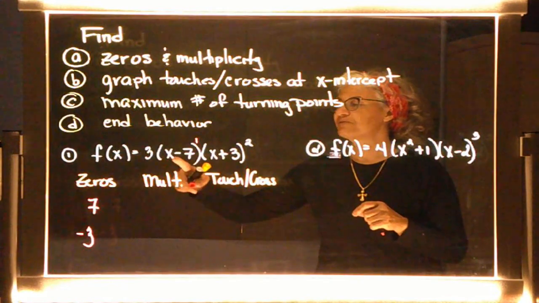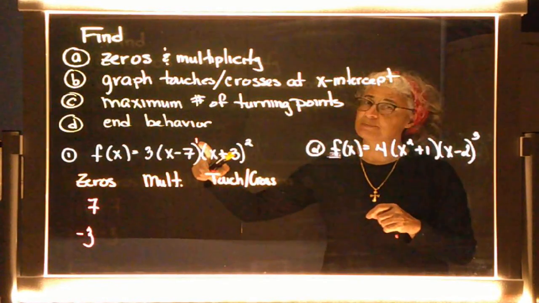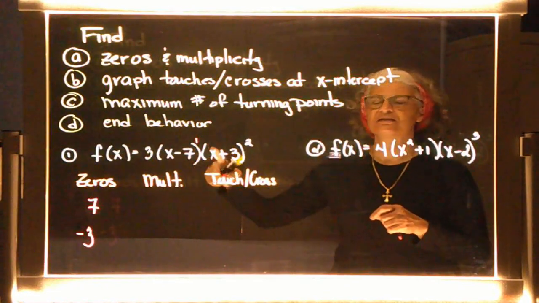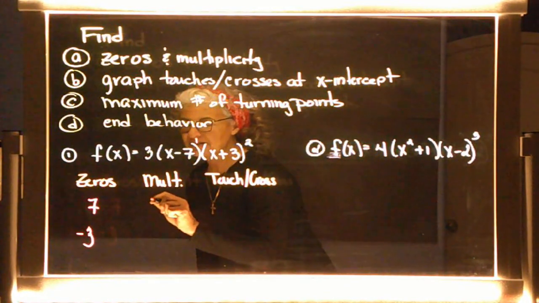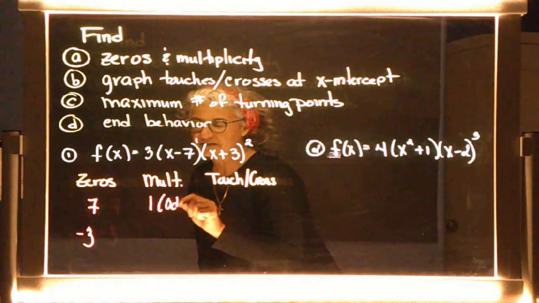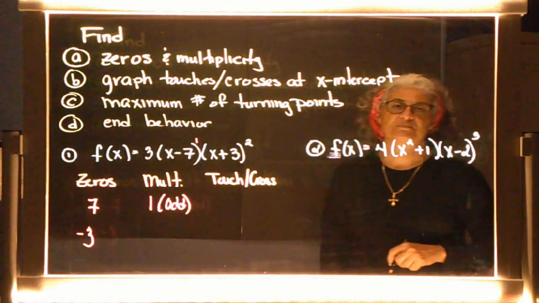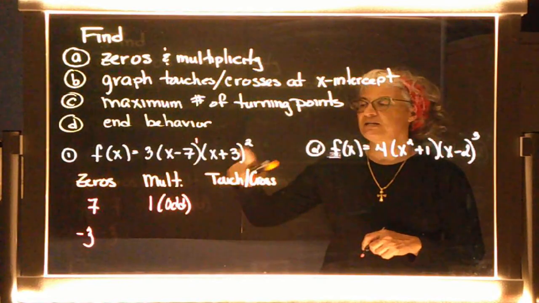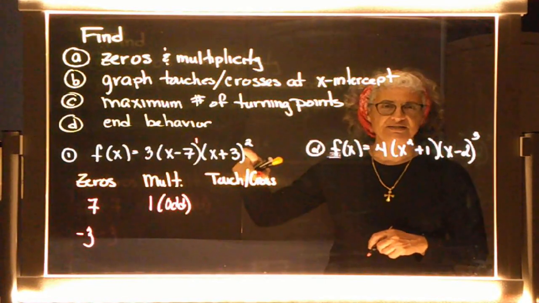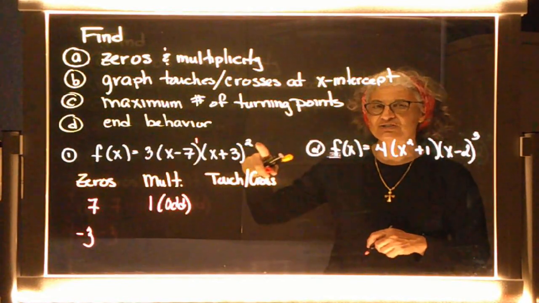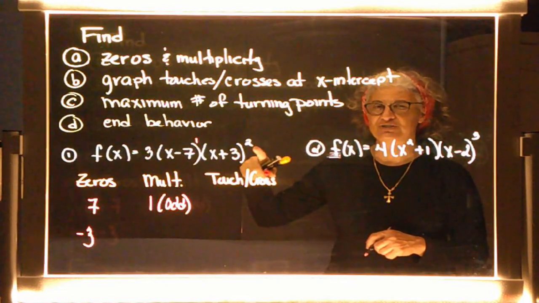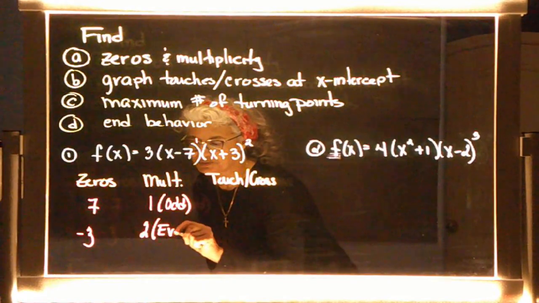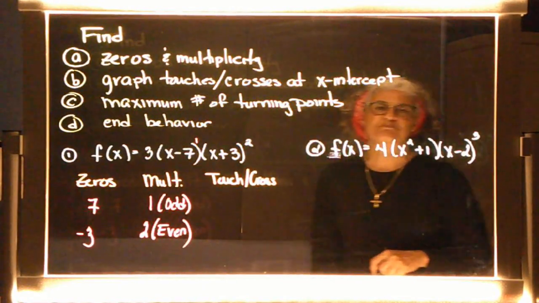Well, the 7 came from x minus 7. That has a power of 1, right? Which means the multiplicity is 1, which means it's odd. The negative 3 came from the parentheses of x plus 3, but this has a power of 2 on it, doesn't it? Which means this actually appears how many times as a solution? Yeah, twice, which means it has an even multiplicity, doesn't it?